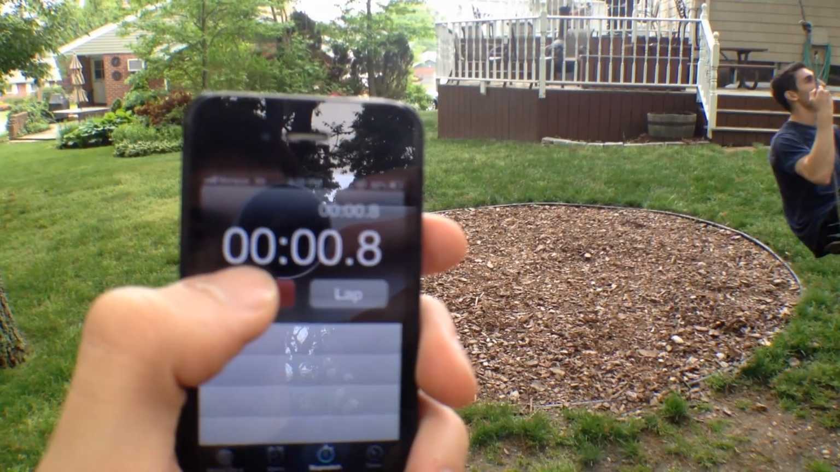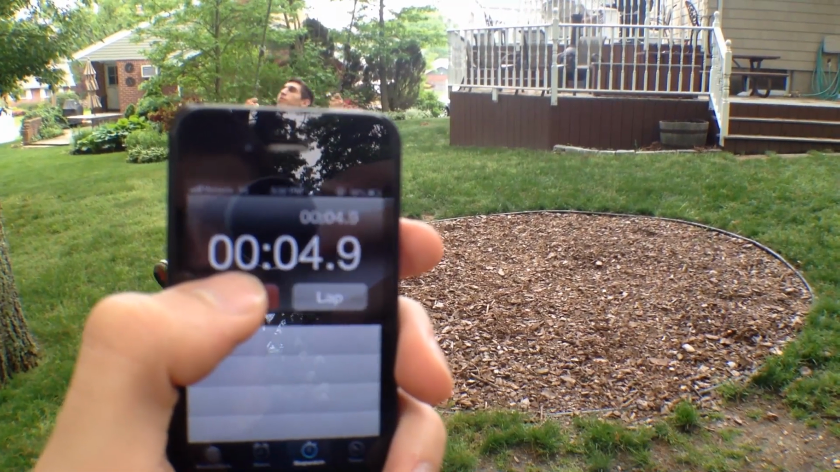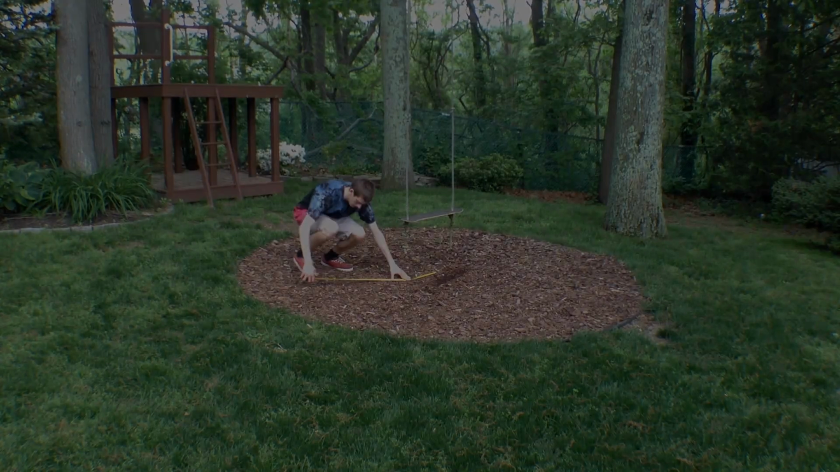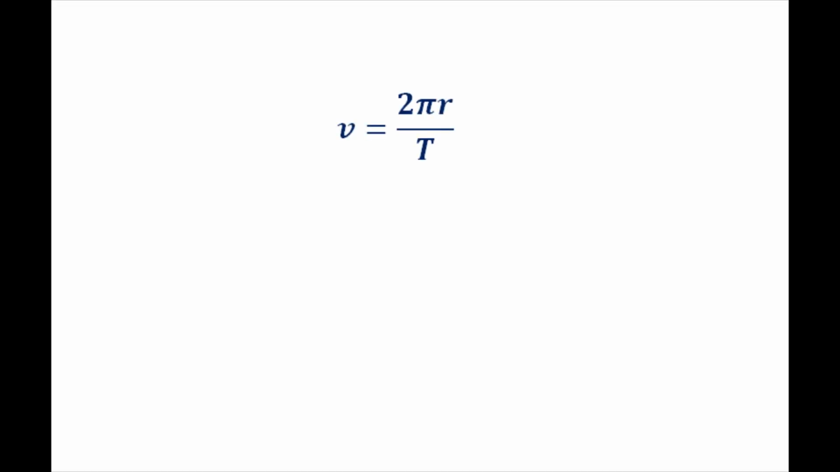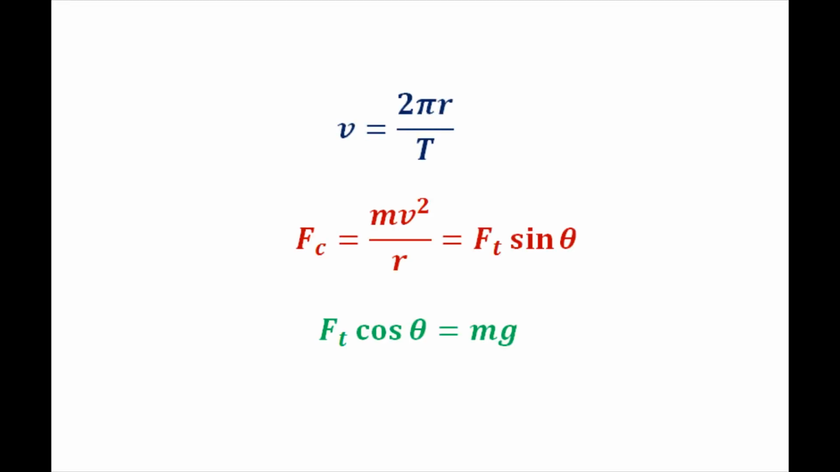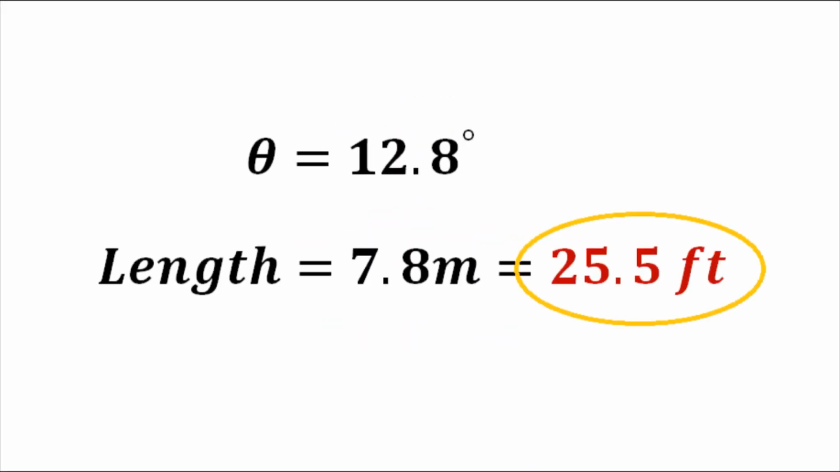Before we could find the length of the rope, we needed to measure the period, which, as seen here, is about 5.5 seconds. We also need to measure the radius of the circle, about 68 inches, or 1.7 meters. Using these equations, where v is Matt's linear speed, T is the period, m is Matt's mass, and r is the radius of the circle, we can find theta, and then use theta to find the length of the rope. These are the values that we found.